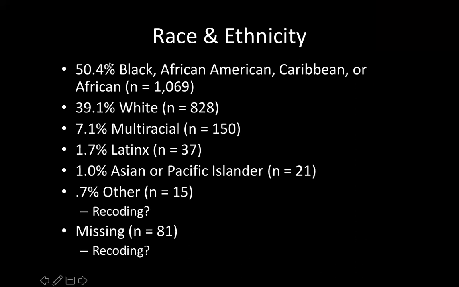All right, so when we look at race and ethnicity, this is pretty similar to what we looked at when we talked about the preliminary data in class. About half the sample identify as Black, African American, Caribbean, or African. A good chunk of the rest identify as white. Then we have some people who are multiracial or ethnic, Latino, Latina, Latinx, Asian or Pacific Islander, and some folks who chose another category, wrote something in, or who are missing. We'll pop over to SPSS in just a second and look at those folks and try to make some decisions about that.